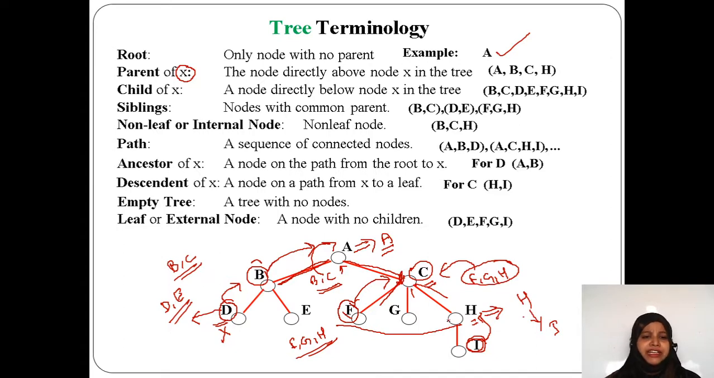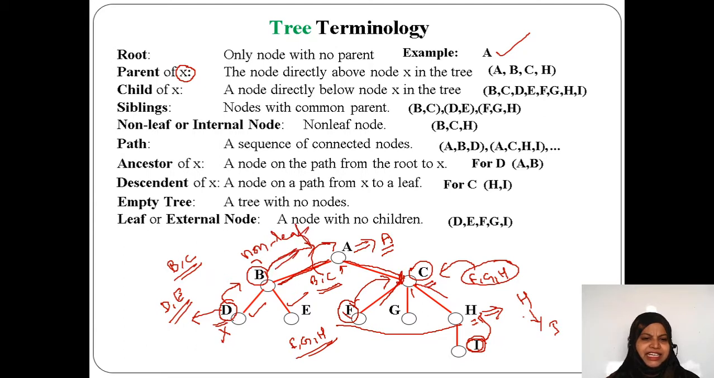Next, non-leaf or internal node. Non-leaf means any node that has one or more children. See here, in this case, B has D and E as children. So B is not a leaf node, it is a non-leaf node, right?